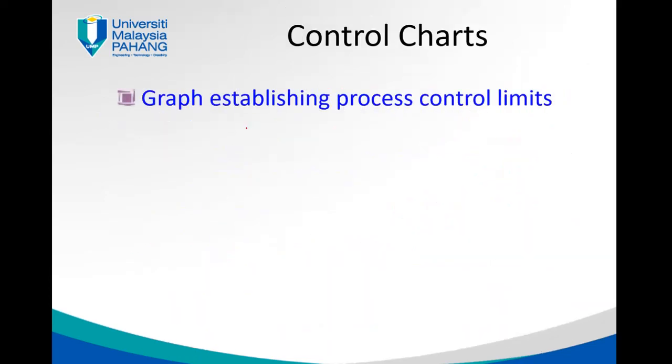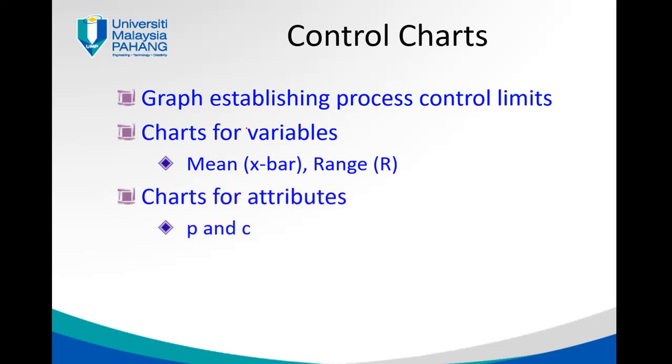So the control chart is a graph establishing a process control limit. We have different types of control charts for different types of data. For variable data, we use the mean, also known as the X bar chart, and the R chart. While for attribute data we use the P and C charts. We will learn how to construct these charts later on.